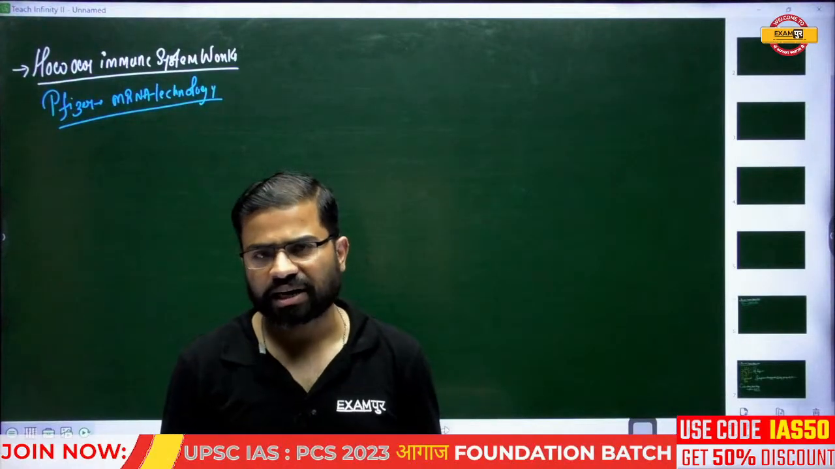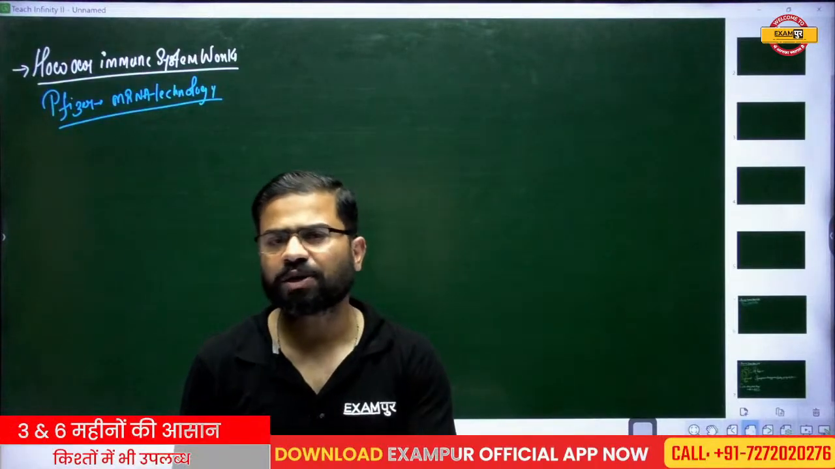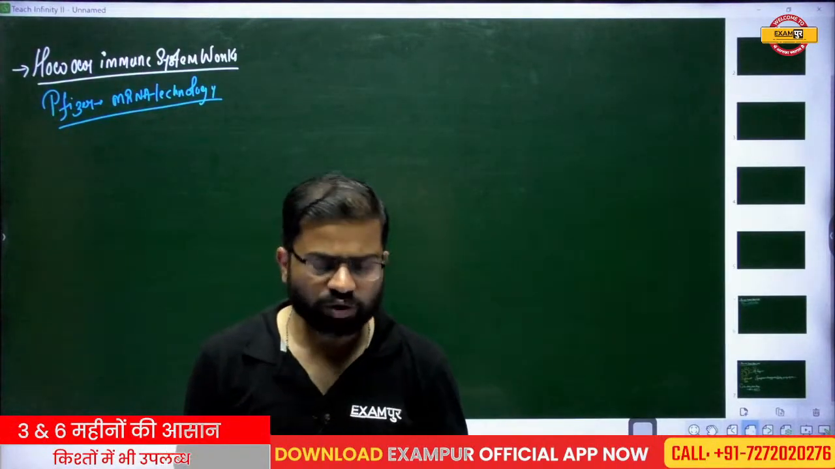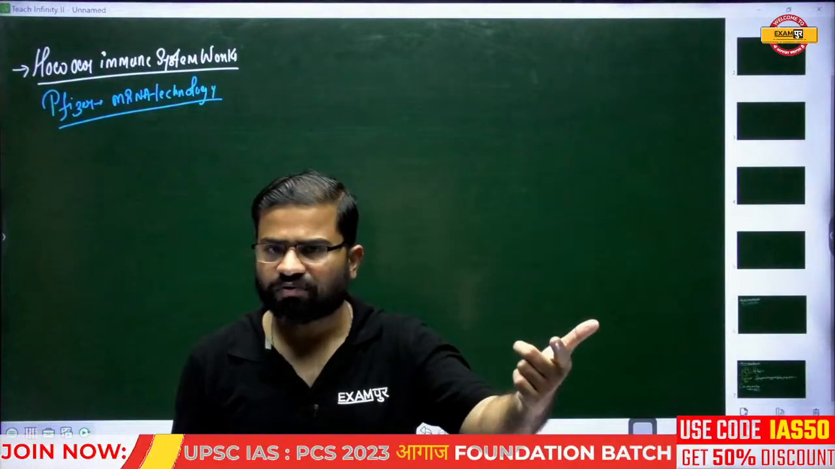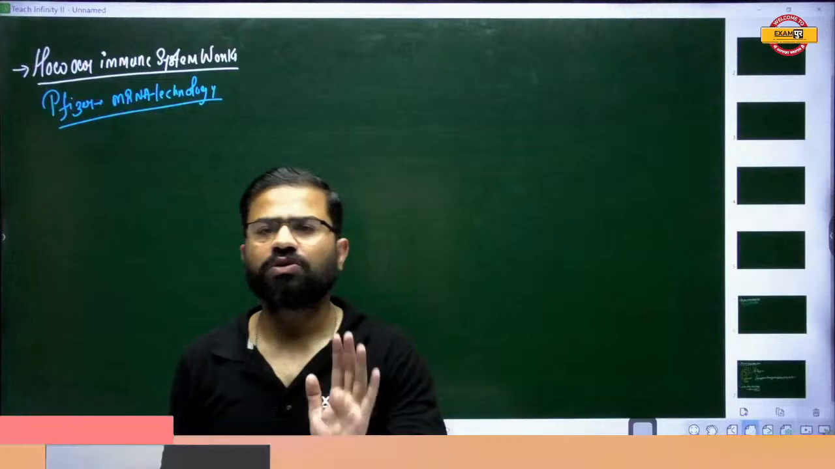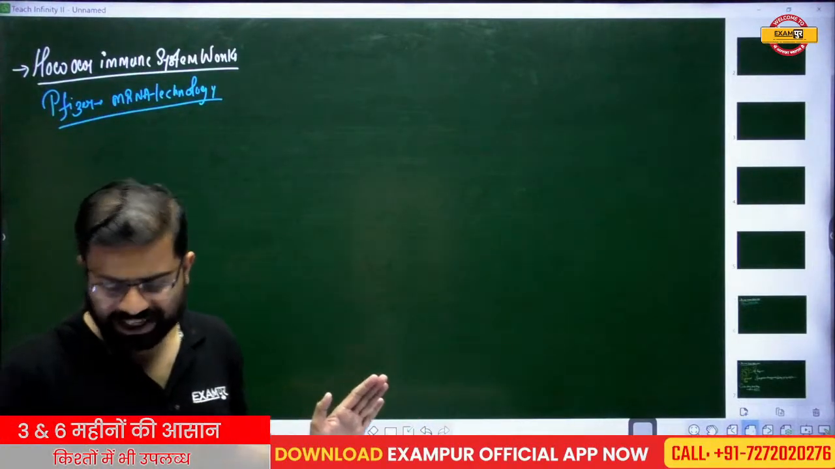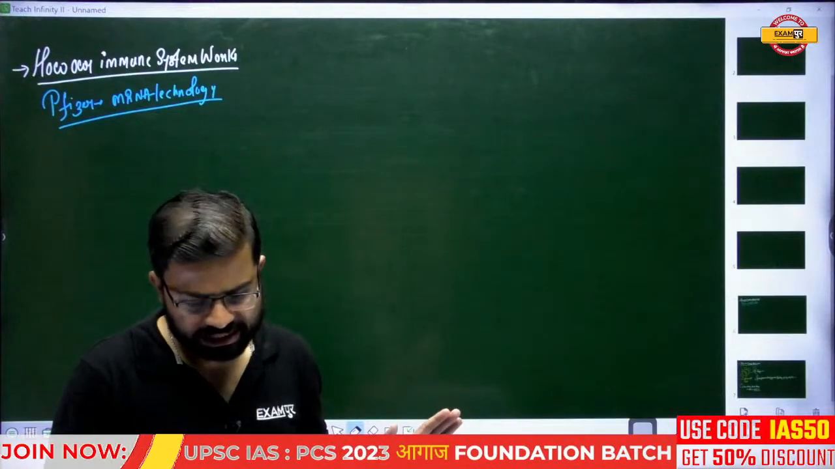Now this messenger RNA will move out from the nucleus and enter into the cytoplasm. In the cytoplasm, it will move towards the ribosome. The ribosome will decode the genetic information embedded in the mRNA and form the respective protein. This is called translation. So we will see how the Pfizer vaccine is manufactured using mRNA technology.